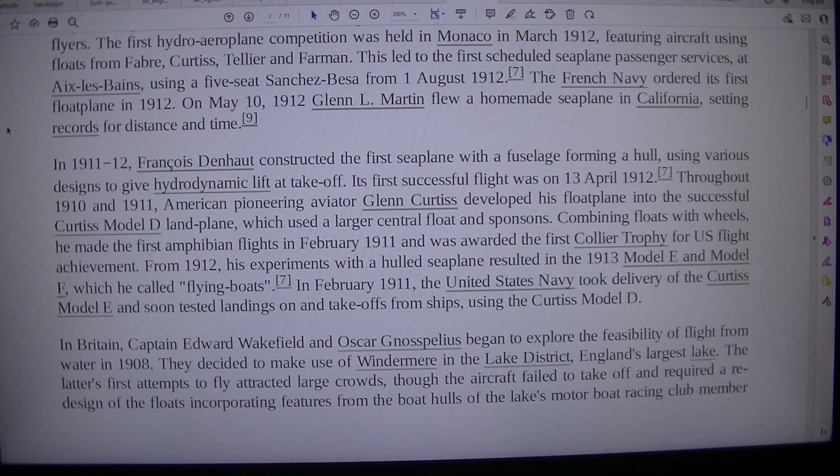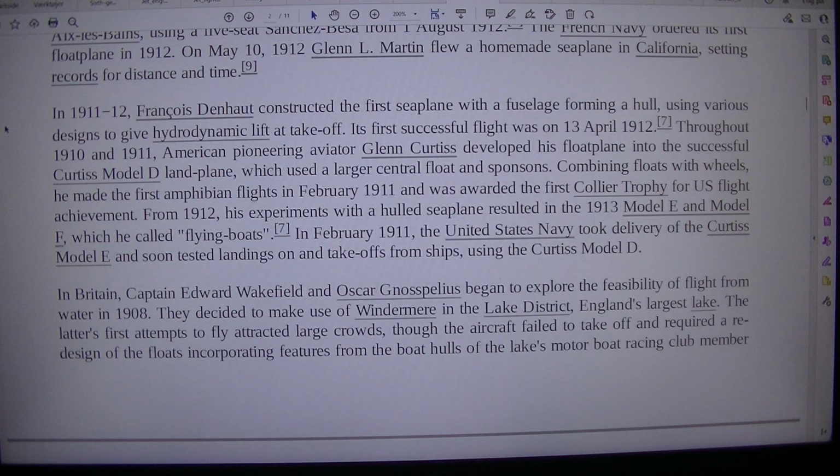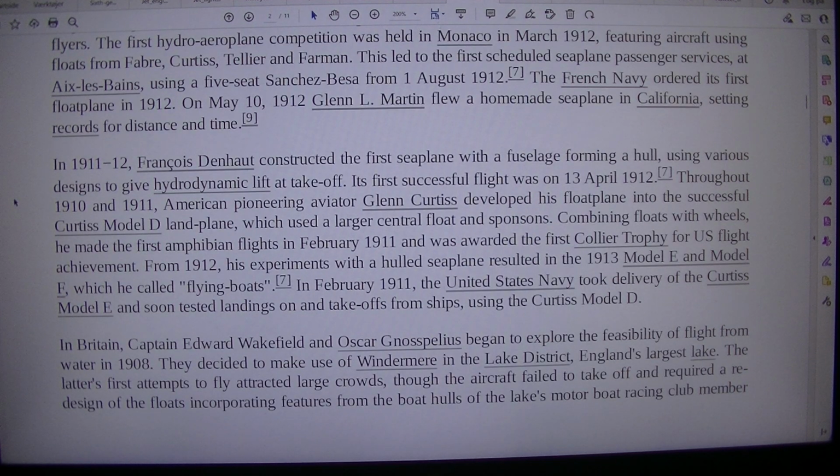On the 10th of May, 1912 Glenn L. Martin flew a homemade seaplane in California, setting records for distance and time. In 1911-12, François Denhaut constructed the first seaplane with a fuselage forming a hull, using various designs to give hydrodynamic lift at takeoff. Its first successful flight was on the 13th of April 1912.